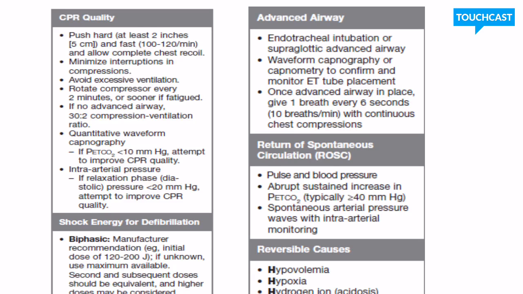After you intubate the patient, you must confirm placement, and you may use the waveform capnograph to monitor your ET tube placement. Once your ET tube is in place, give one breath every 6 seconds with continuous chest compression. Again, the rate should be between 100 to 120 per minute, and the depth is between 5 to 6 cm.